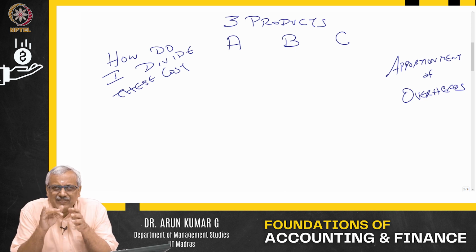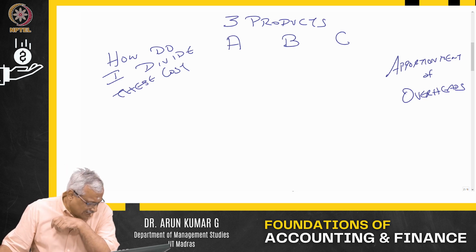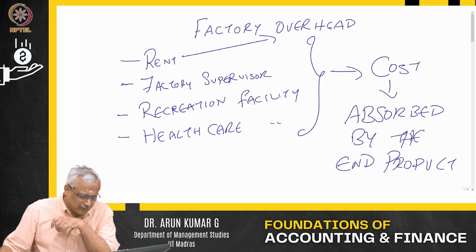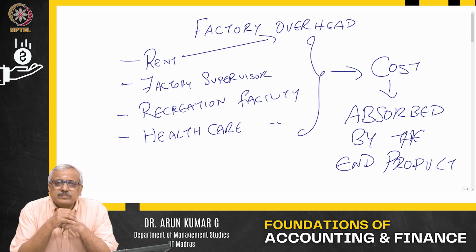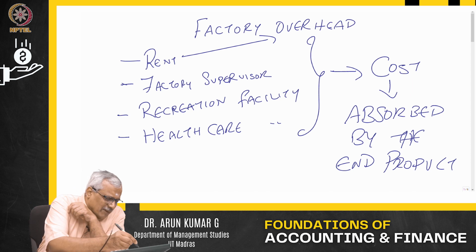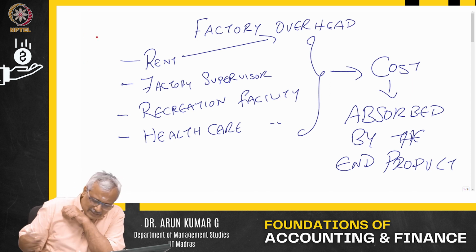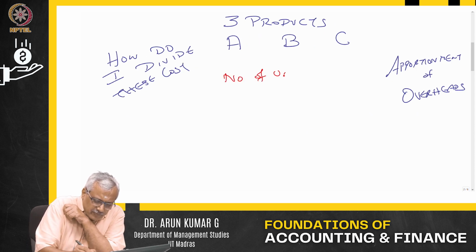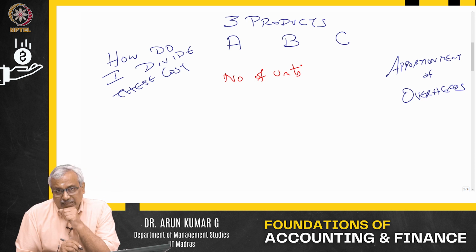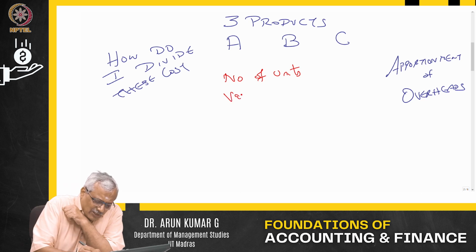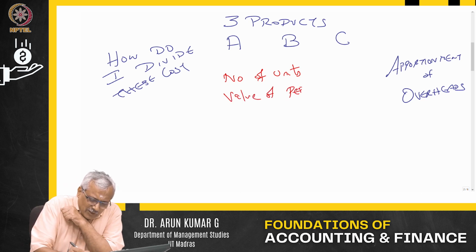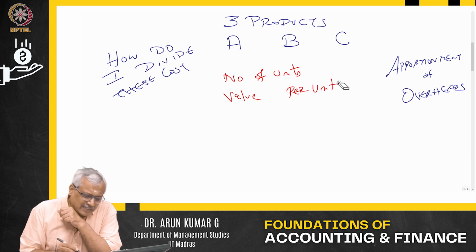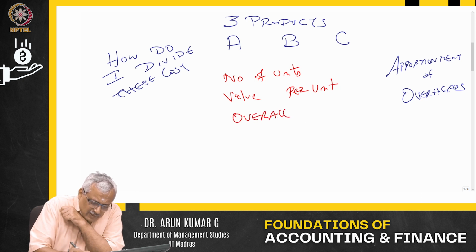What is the basis on which I have to divide these costs? I have listed the costs in the previous sheet; these are the different costs. On what basis do I divide it? Somebody says, divide it on the basis of number of units. Yes, possible. Why should it be number of units? Why can't it be value per unit, or overall value?